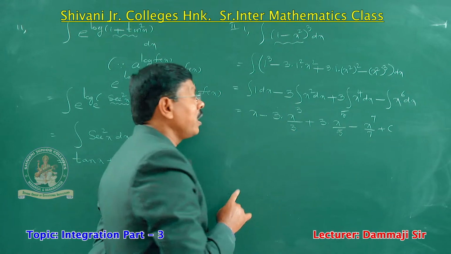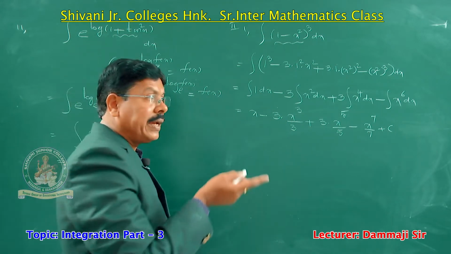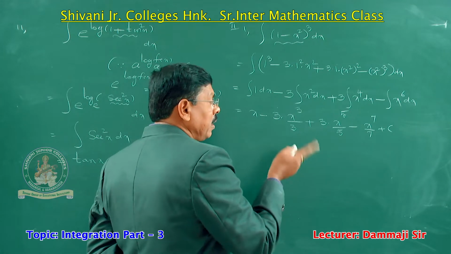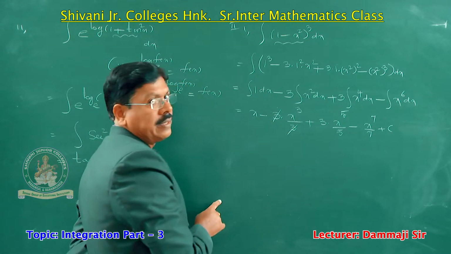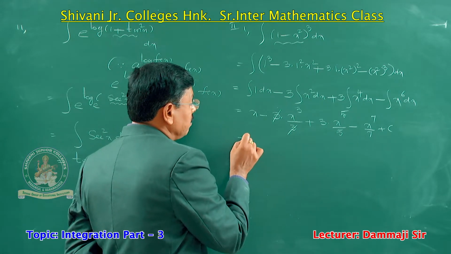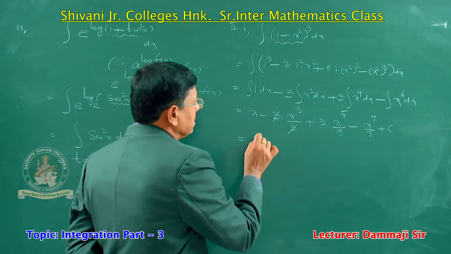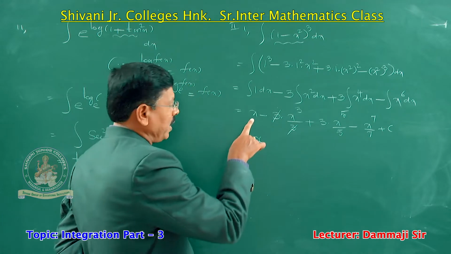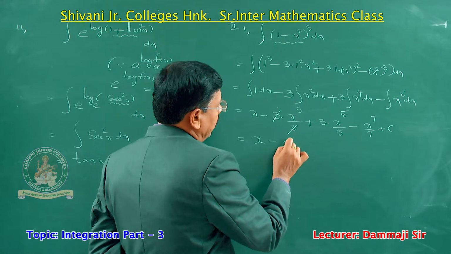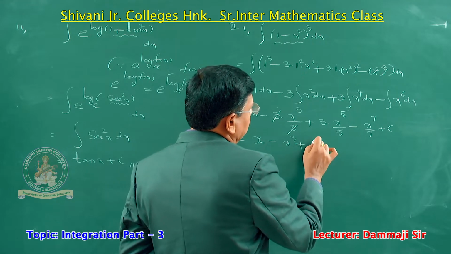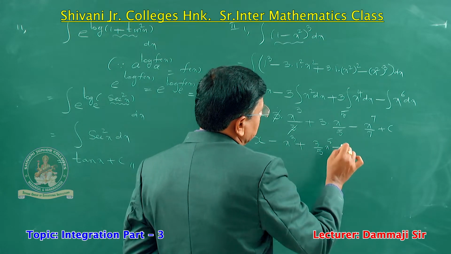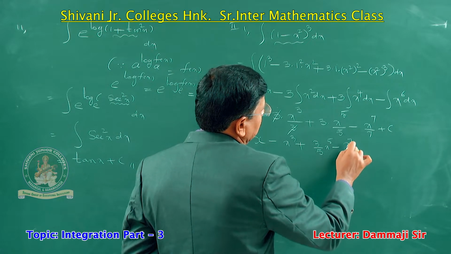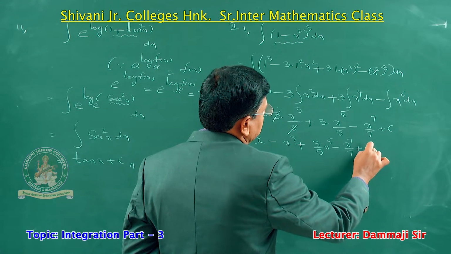Enough. Okay, what about the next step? If any cancellation is there, not. But 3 is a common factor, so cancel. After cancellation, what about the step? Then we can write one more step: x minus x cube plus 3 by 5 x power 5 minus x power 7 by 7 plus c.